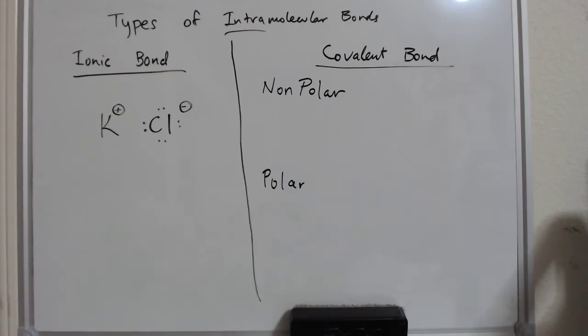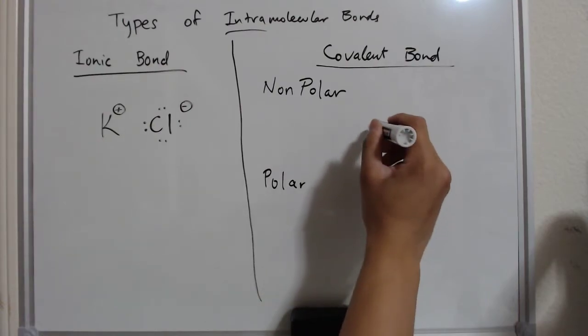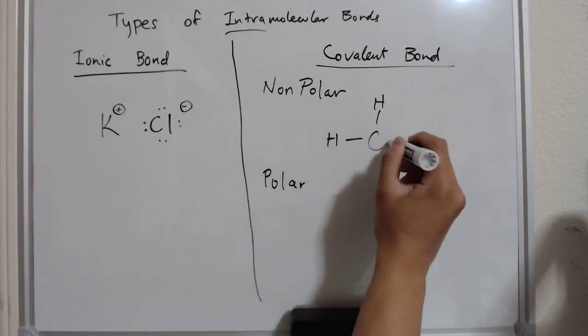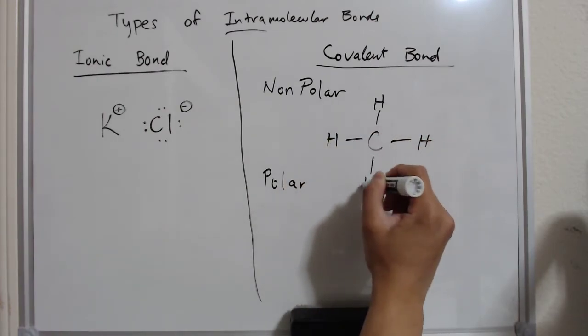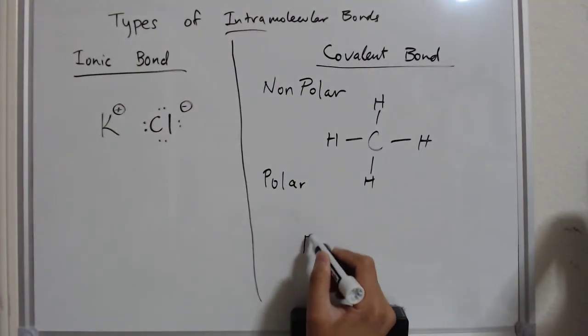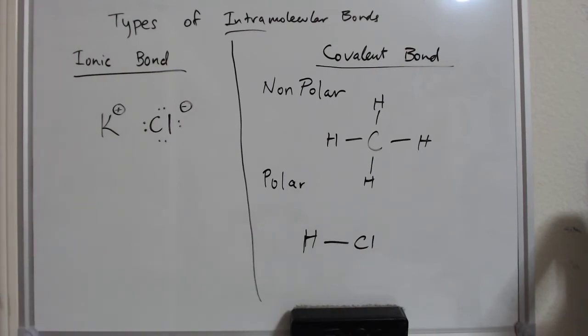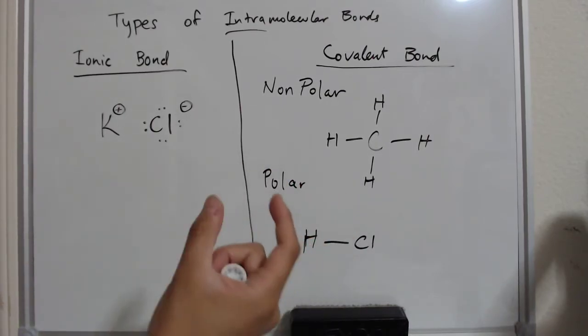Now for covalent bonds, there are two types, nonpolar and polar. For an example, I'll use methane for nonpolar, and for polar, I'll use hydrochloric acid. So for a nonpolar covalent bond, first of all, covalent bonds are not like ionic bonds because instead of one atom taking the electrons, the atoms will kind of share them.